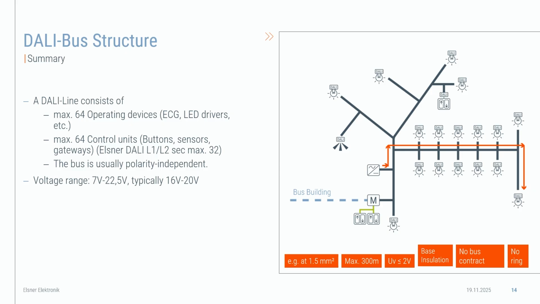It's always recommended to use one power supply per bus to ensure stable operation. DALI supports flexible topologies like a line, star, or tree, so the installations can adapt to building layouts easily. But we should mention that a ring or a loop within the DALI bus is forbidden.